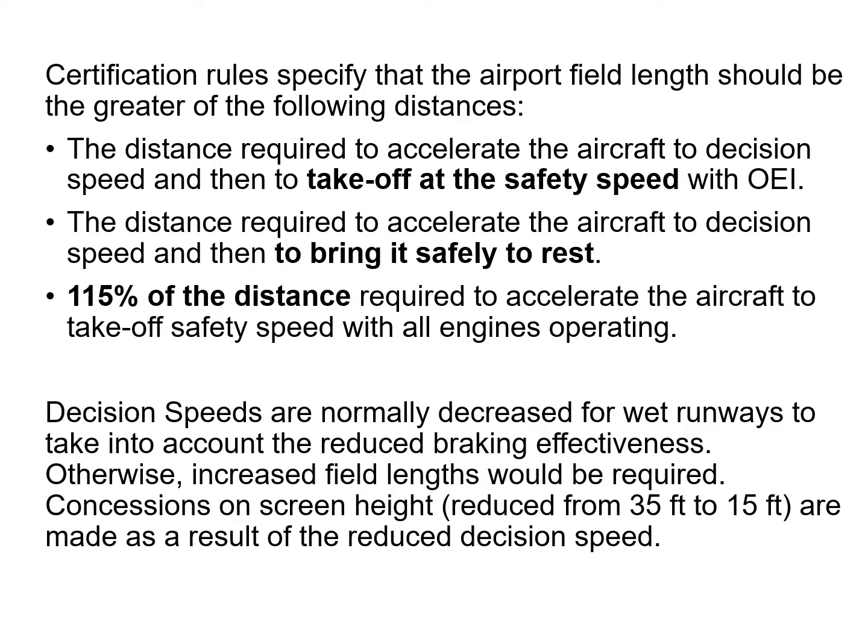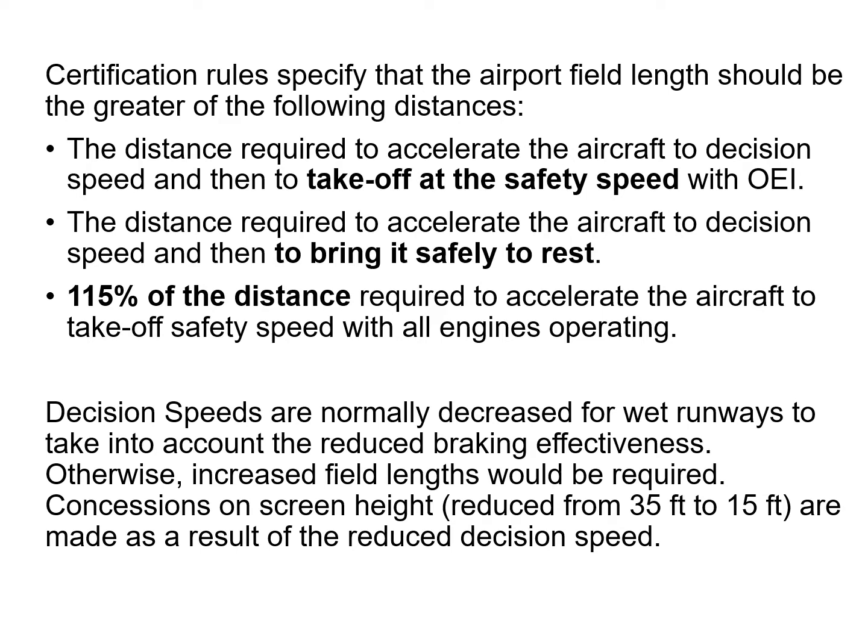The certification rules specify that the field length should be the greater of the following distances. First, the distance required to accelerate the aircraft to decision speed V1 and then to take off at safety speed with one engine inoperative. Second, the distance required to accelerate the aircraft to decision speed V1 and then to bring it safely to rest. And third is 115% of the distance required to accelerate the aircraft to takeoff safety speed with all engines operating. So we need to check which is greater.